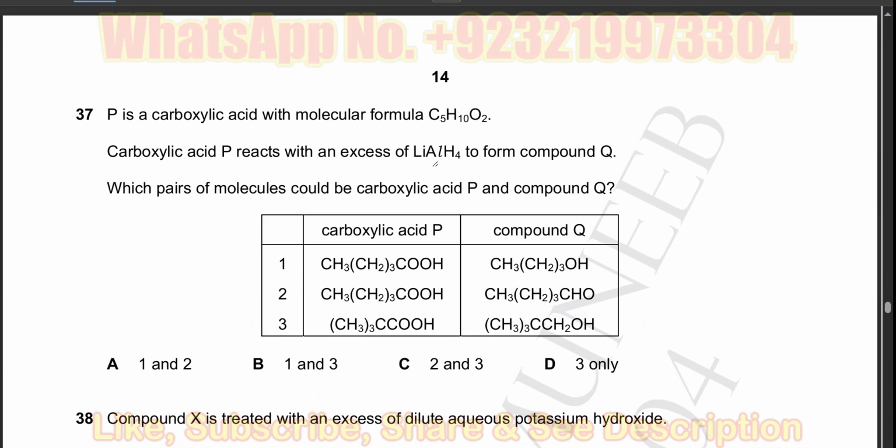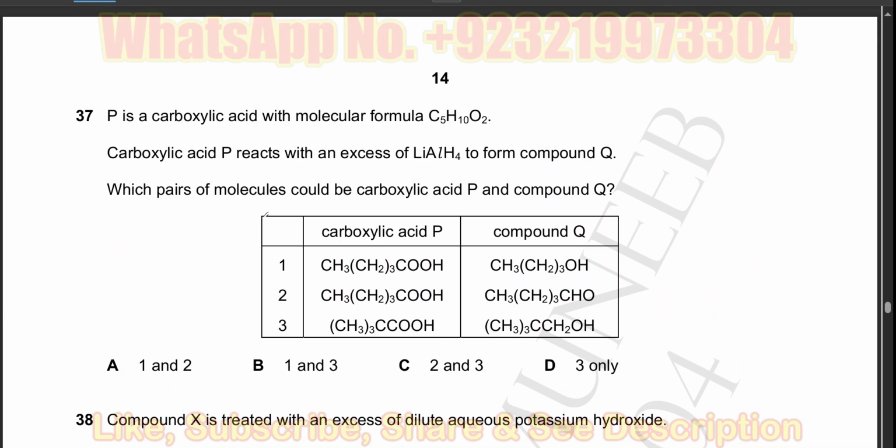Then question number 37. Question number 37 says P is a carboxylic acid with molecular formula C5H10O2. Carboxylic acid P reacts with an excess of lithium aluminum hydride to form compound Q. Which pair of compounds can be carboxylic acid P and the compound Q?